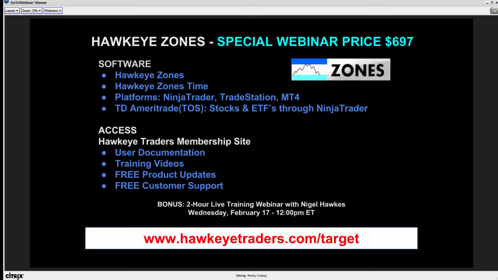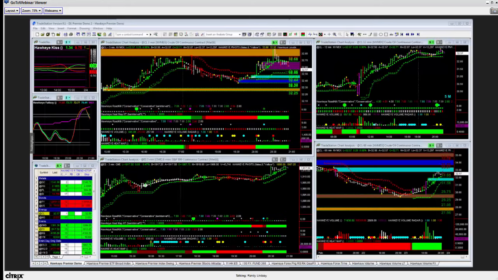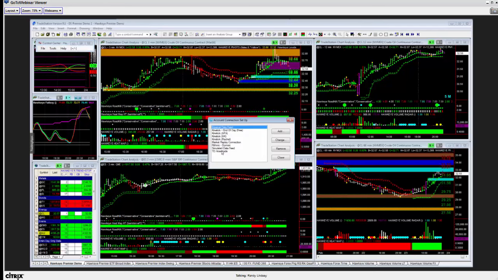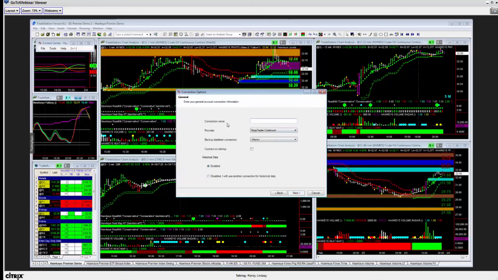Explain how to connect to thinkorswim. Okay, I'll be glad to do that. Let me pull that up. Okay, on your control panel in NinjaTrader, you go to your tools under Account Connections. Then you set up your account connection here, and I'll go through very quickly just to show you. Click Add, click Next, give it a name, and I'm going to call this your TOS, thinkorswim account.